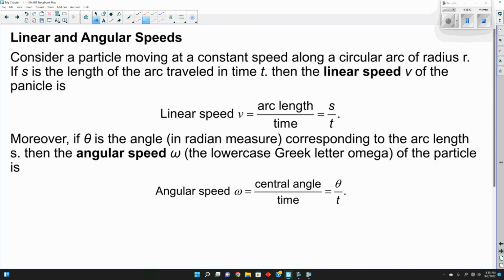Linear speed and angular speed. I have a feeling that you all have at least heard of both of these terms. Yes?